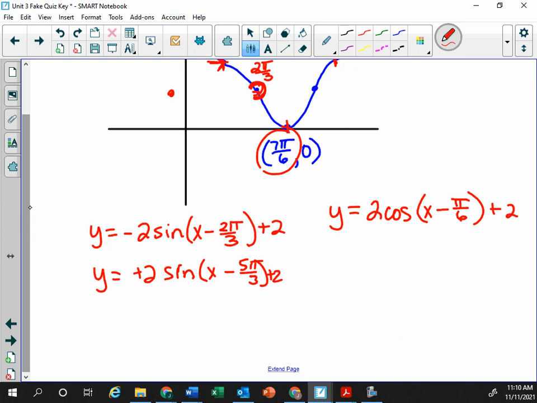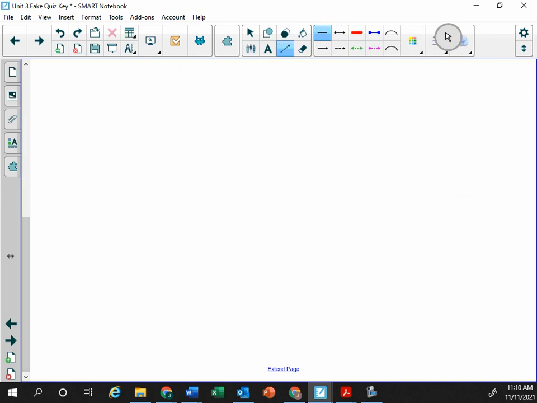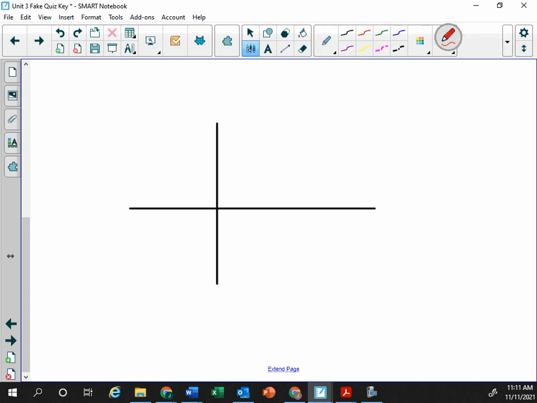Let's do another one, guys. That point in the middle is pi over 2. I want you to write a tangent and a cotangent.